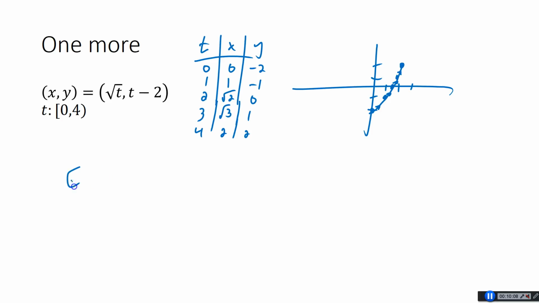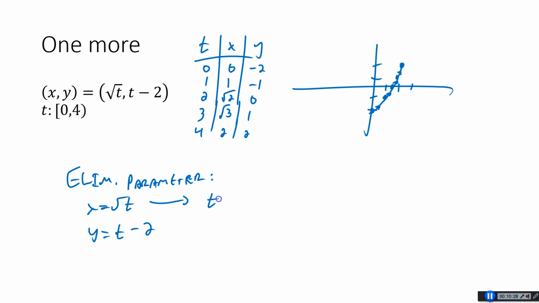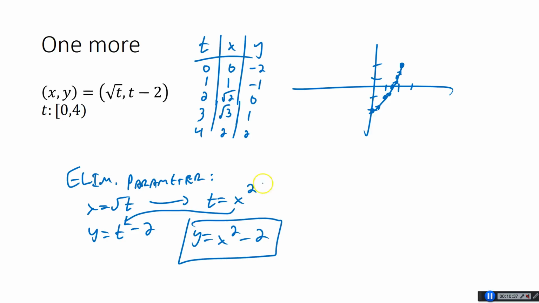So I'm going to tell you to eliminate the parameter. In that case, what you want to do is solve it in terms of x and y. So I have right now x equals the square root of t, and y is equal to t minus 2. I'm going to solve either one of these for t. Usually I like to solve x for t because then I can just leave it as y equals. So this means that t is equal to x squared. Now I can just plug that into the t on the bottom one. So y is x squared minus 2. Okay, so we've gone from parametric to rectangular or Cartesian.